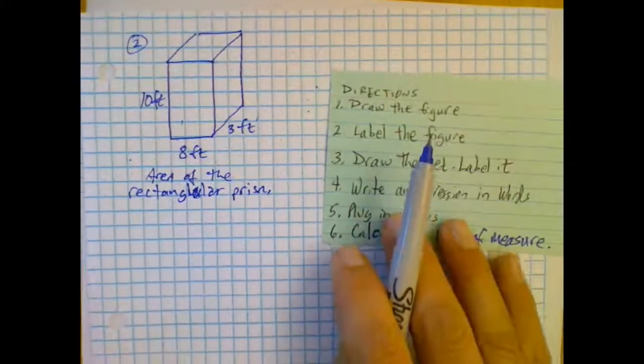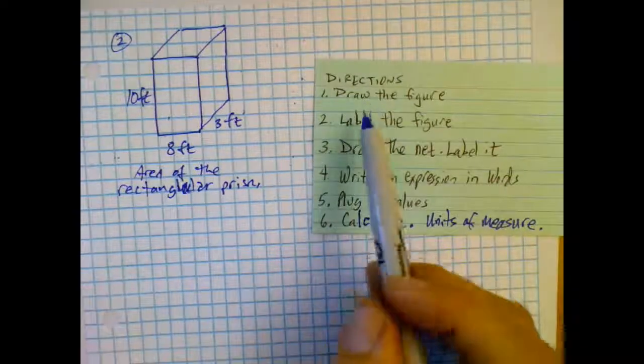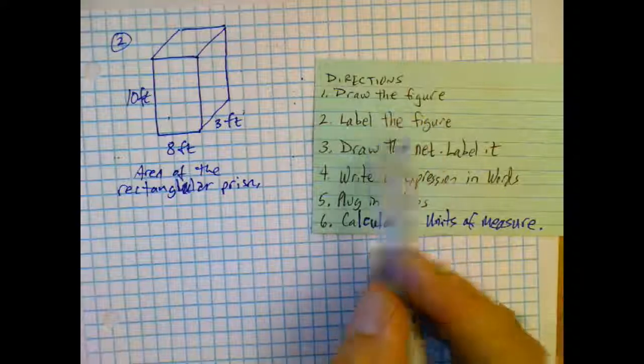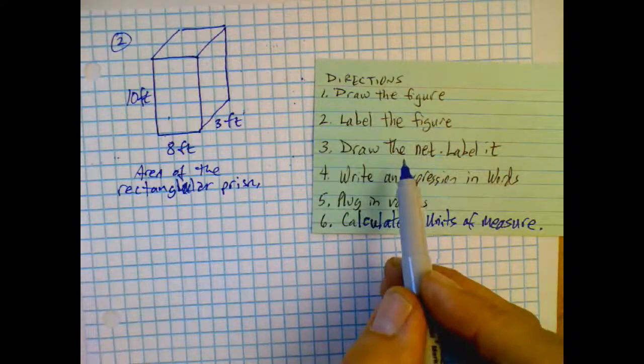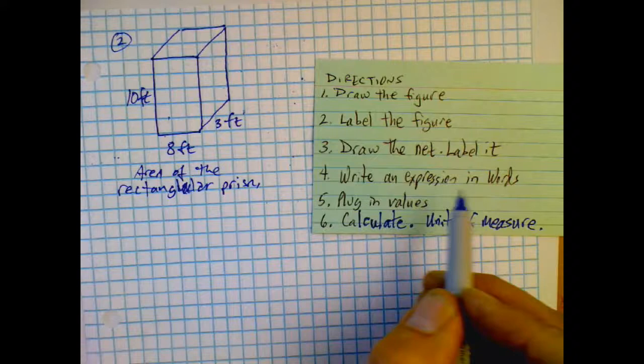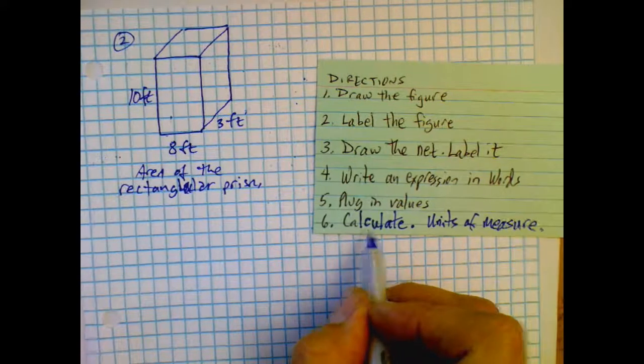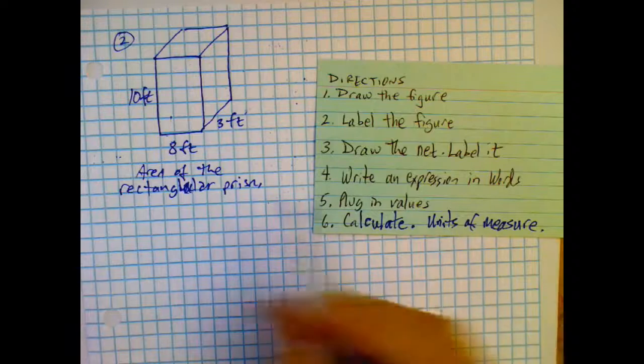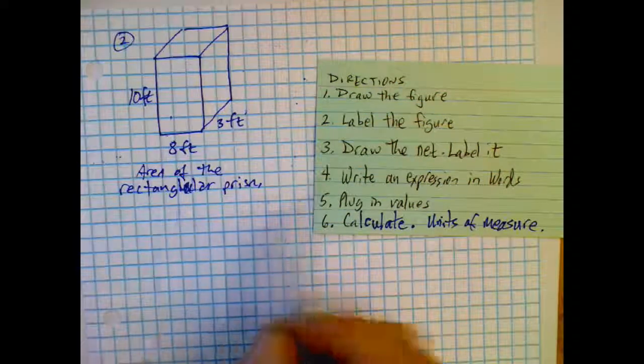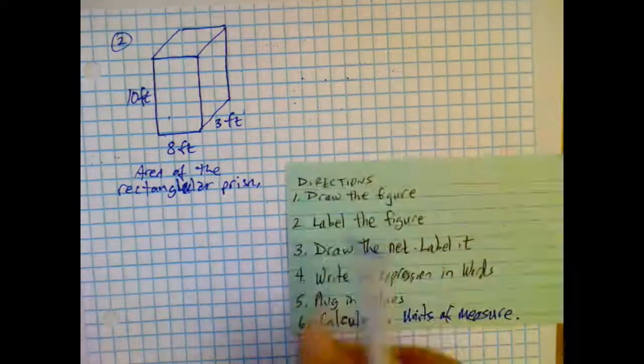To do this, I'm going to follow these directions that we've seen before: draw the figure and label it, draw the net and label it, write an expression in words, plug in the values, and then calculate and remember the units of measure. Because it's in feet, I know the final answer needs to be in feet squared. So let's first draw the net.